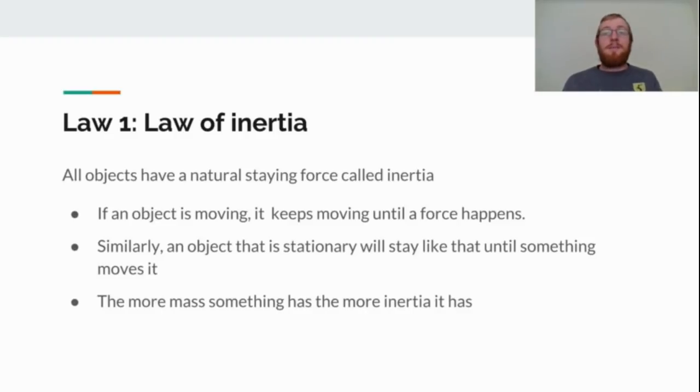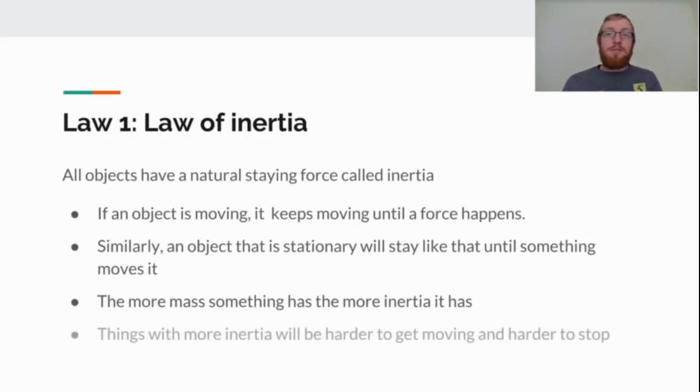He also said that the more mass an object has, the more inertia it has. Basically, the bigger something is, the harder it's going to be to move, and also the harder it's going to be to stop. If you imagine someone drives a remote control car at my foot, I'm going to be able to stop that real easy. If someone drives a real car at my foot, it's going to be a lot harder to stop.